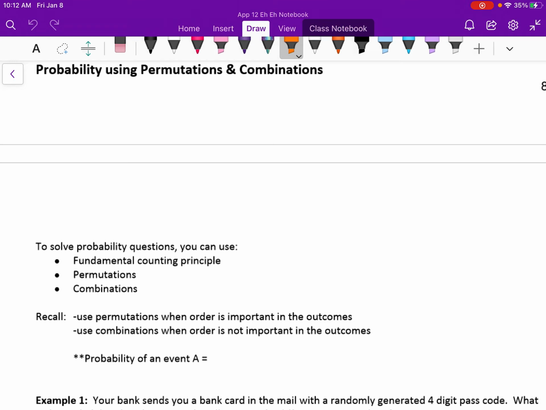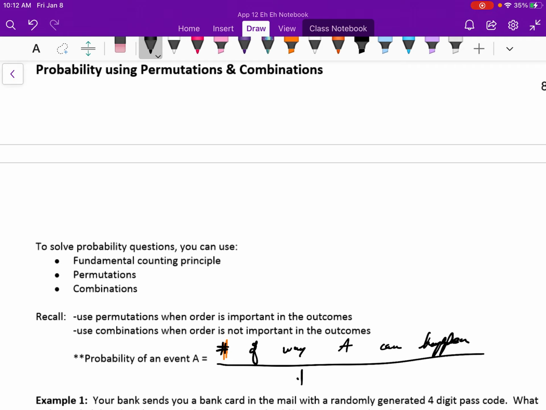So let us define very quickly the probability of event A. How we're going to take a look at this is, event A, we're going to define it as the number of ways A can happen divided by the total outcomes.